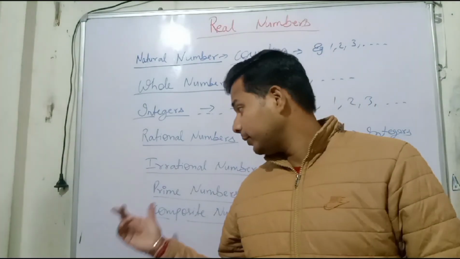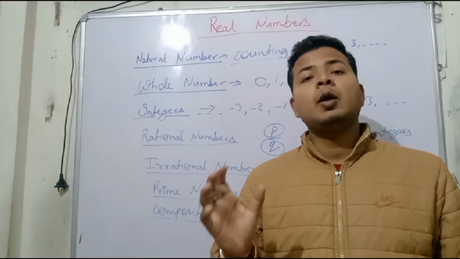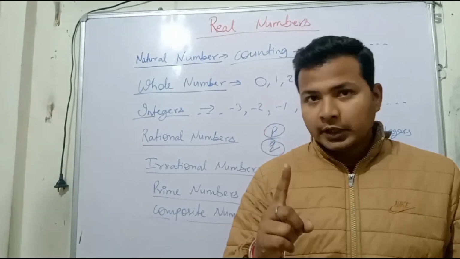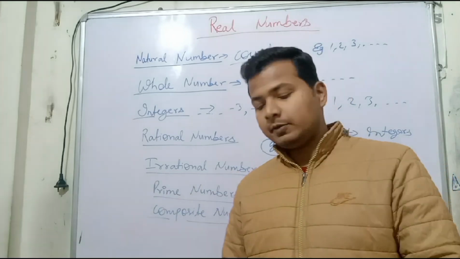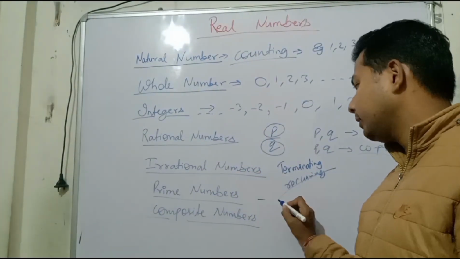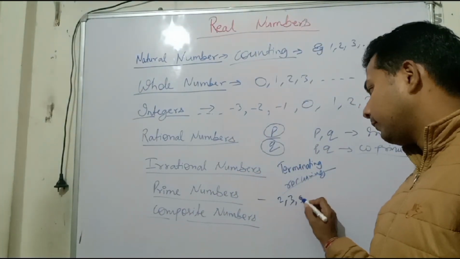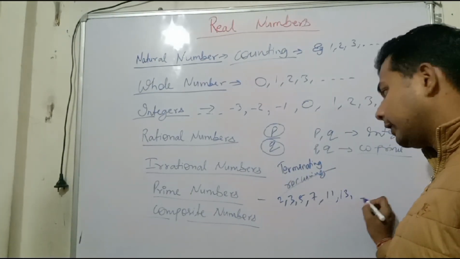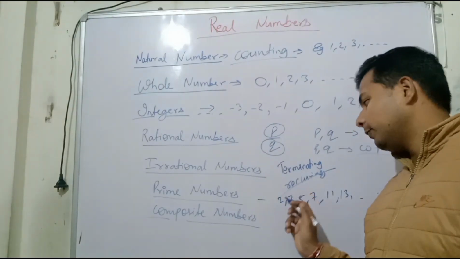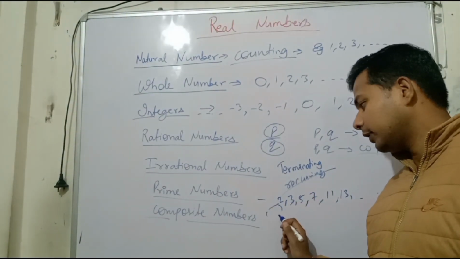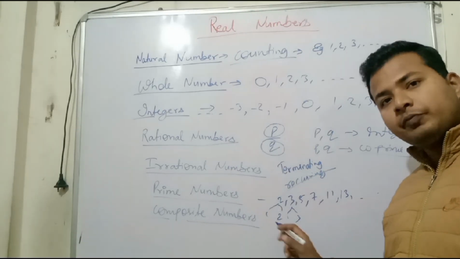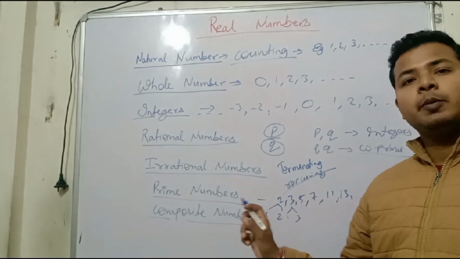Now, if you have understood these two words, the most important words are prime numbers and composite numbers. What do we mean by prime numbers? A number which has exactly two factors, that is 1 and itself. The examples for prime numbers are 2, 3, 5, 7, 11, 13 and so on. These are prime numbers which have only two factors, that is 1 and itself: for 2, 1 and itself; for 3, 1 and itself.